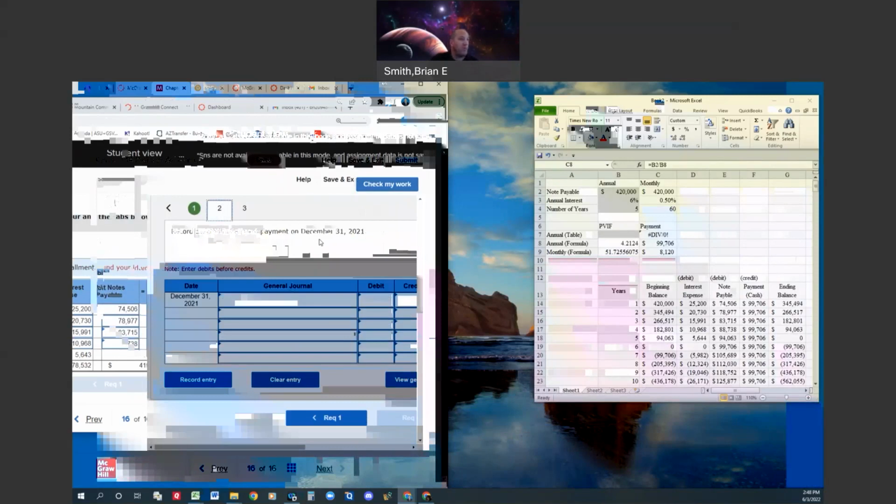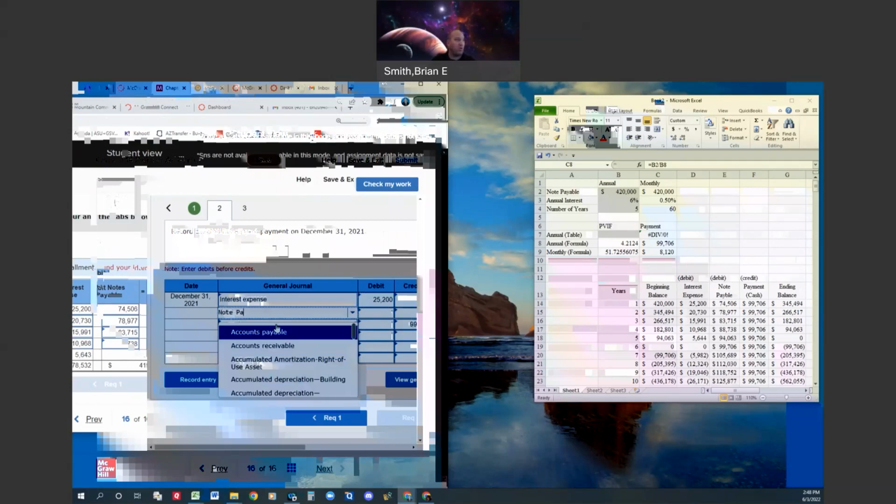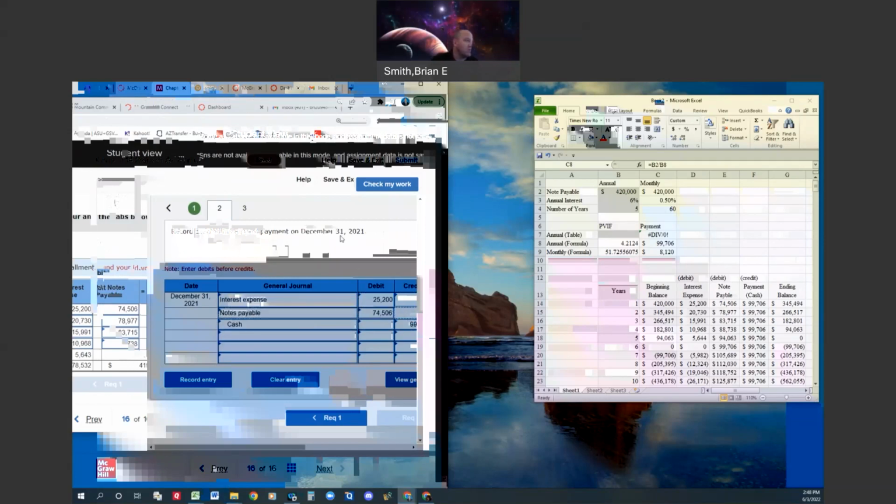Record the first installment payment as of December 31st, 2021. Well, our first installment note payment is going to be, no matter what, a credit to cash. And it's always going to be the same because it's the same amount. And we're going to do interest expense for $25,200. And we're going to have a note payable. Did I do that right? Notes payable 74,506. Okay. That's the first one.